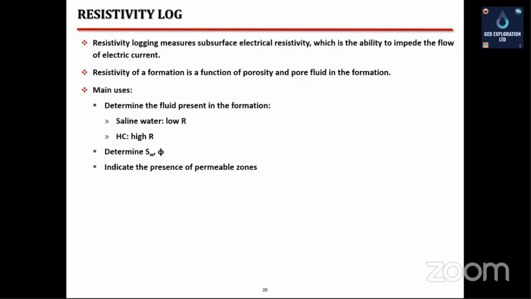The main uses of a resistivity log are to determine the fluid present in the formation. Saline water is highly conductive and hence has low resistivity, while hydrocarbon has high resistivity. They are also used for determining water saturation and porosity, and also indicate the presence or absence of permeable zones by the formation of a mud cake.